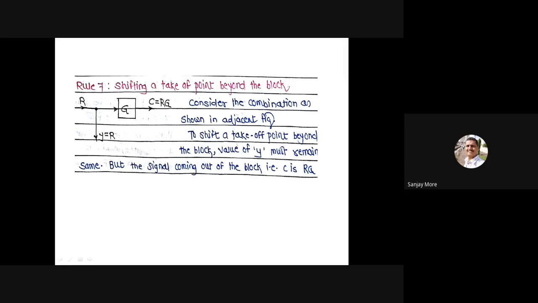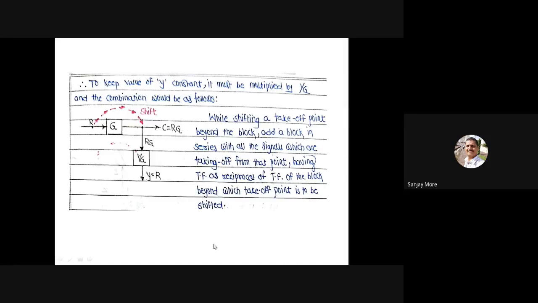Then shift a takeoff point beyond the block. Here, this takeoff point is shifted here. C is equal to R into G, but you have to maintain the output C equal to R into G. You have to multiply by 1 divided by G at one block. To keep the value Y constant, it must be multiplied by 1 divided by G, and the combination would be as follows.